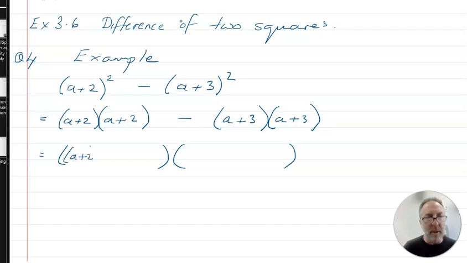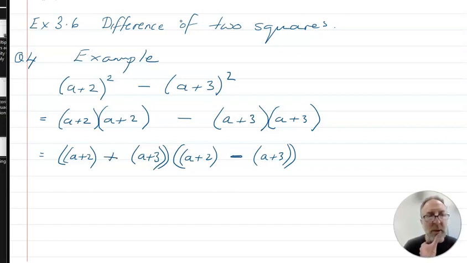I'm going to use the bracket again just so it's consistent and we can see. We're going to have one of the other ones at the back, which is this one. And then we're just going to have a plus in one bracket and a minus in the other.